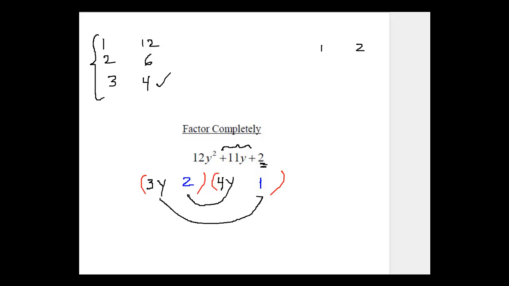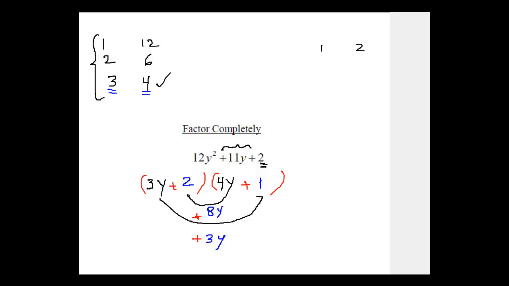12 and 1 is not going to work. 2 and 6 is not going to work. 3 and 4 for the first term looks like it's working. 2 times 4, the middle term, that would be 8y. And here we have 3y. Can I make 11y out of that? Yes, both are positive, right? That's how you combine these.